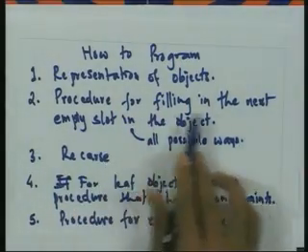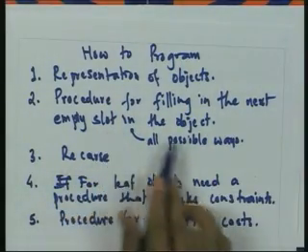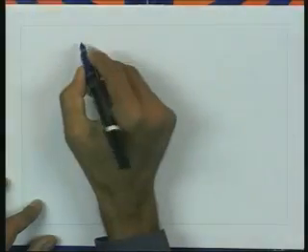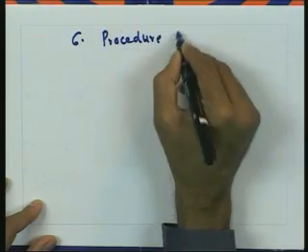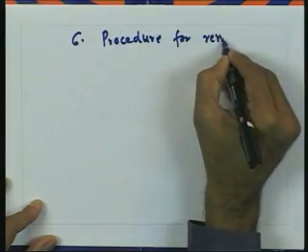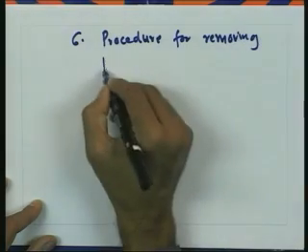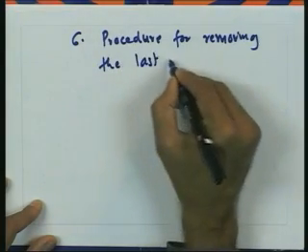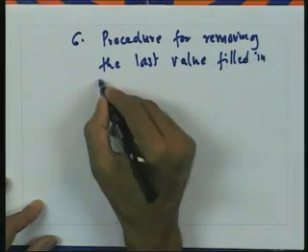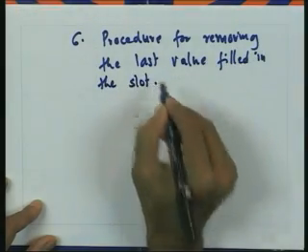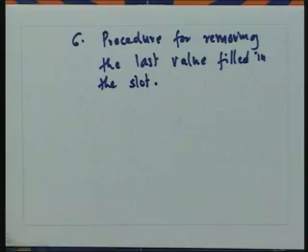And so over here we said that we need a procedure for filling in the next empty slot in the object. But similarly, we need a procedure for removing the last value filled in the last slot. This is how we will go back up into the tree and make sure that all the objects will get generated.